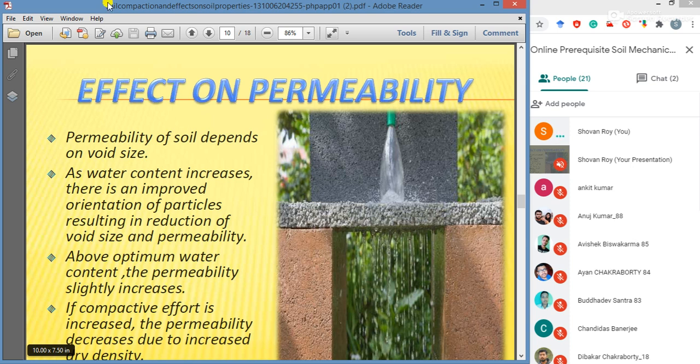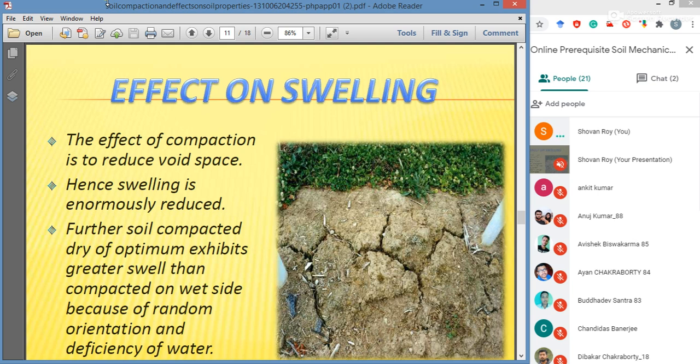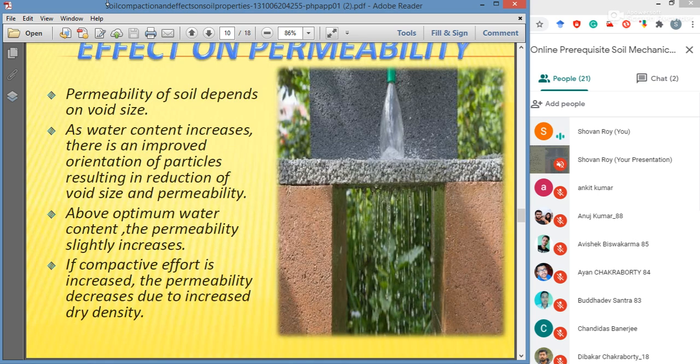Next behavior is shrinkage. For the same density, the shrinkage of a soil sample compacted dry of optimum is appreciably less than that of a sample compacted wet of optimum. This is so because the soil particles having a dispersed structure have nearly parallel orientation and can pack more efficiently. So shrinkage is another property of soil.